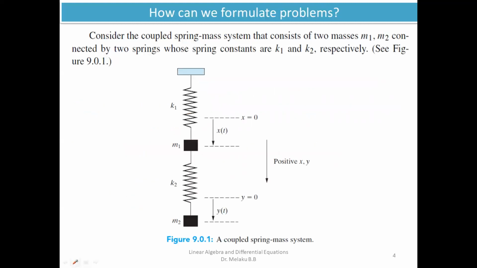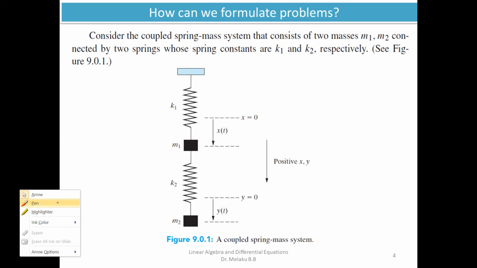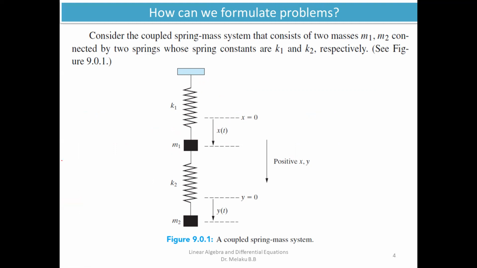See, for example, a formulation of a certain system of differential equations. Here we have a coupled spring, because this one is spring one, so K sub 1 is for spring one and K sub 2 is for spring 2. This coupled spring-mass system consists of two masses. This one is mass 1 and the other is mass 2, connected by springs. These are two springs with spring constants K1 and K2 respectively.